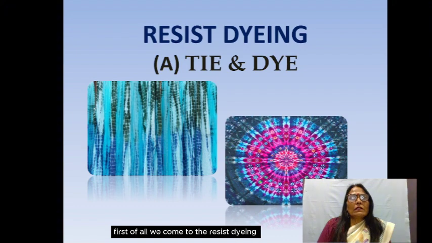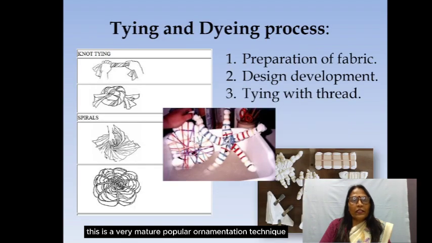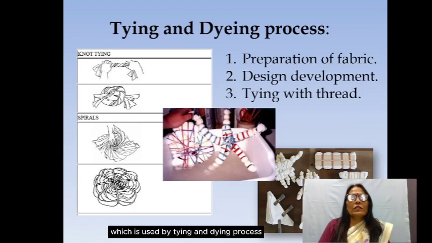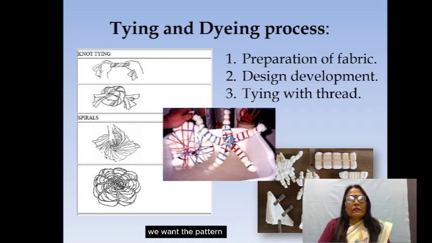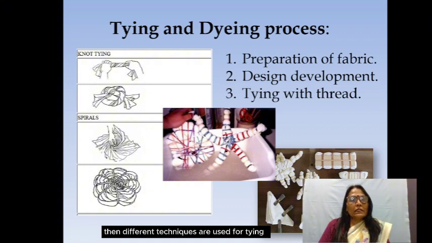First of all, we come to resist dyeing. First of all, we discuss tie and dye. This is a very popular ornamentation technique which is used by tying and dyeing process. In this, first of all, thread is tied to the fabric where we want the design, we want the pattern. Then different techniques are used for tying the thread for making various designs.